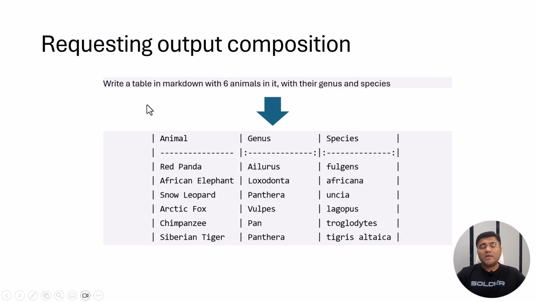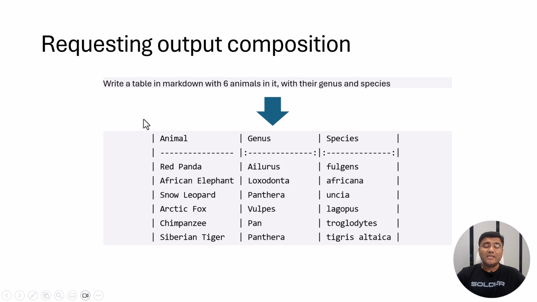Next, you can actually focus on requesting an output composition, which is a very important one. You should clearly mention in this what kind of an output you're expecting. Like in this case, we are specifying write a table in Markdown with 6 animals in it with their genus and species. Now when I say write a table in Markdown, it's going to give me an output which is going to look like a table in Markdown.